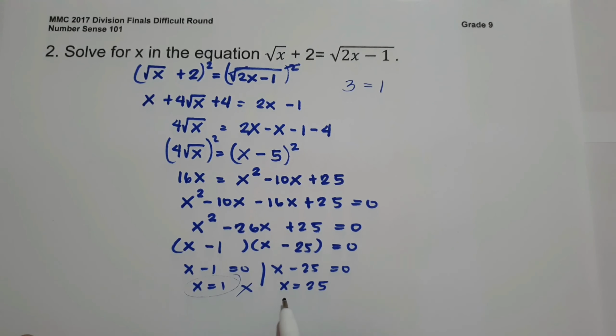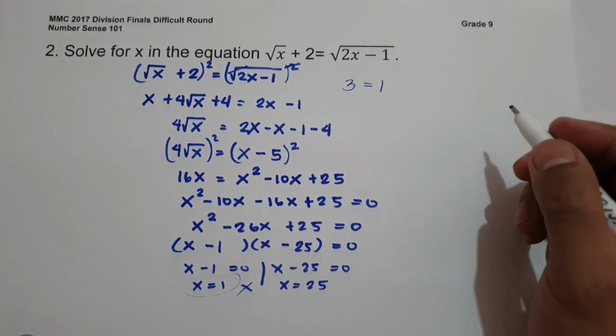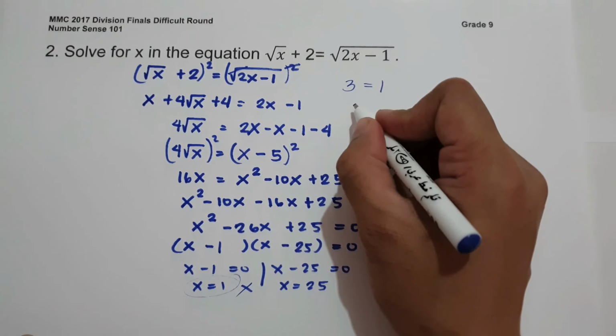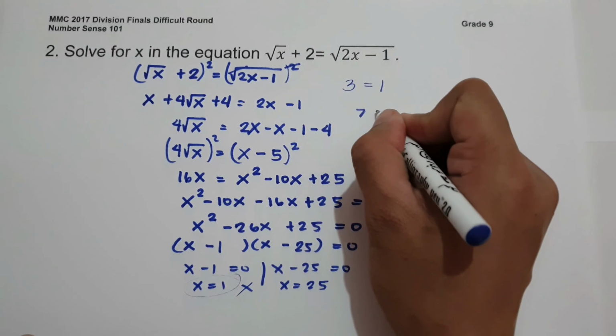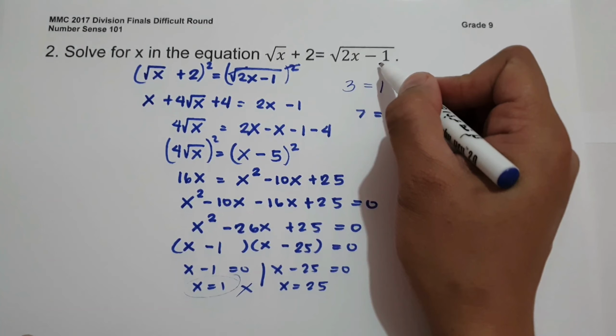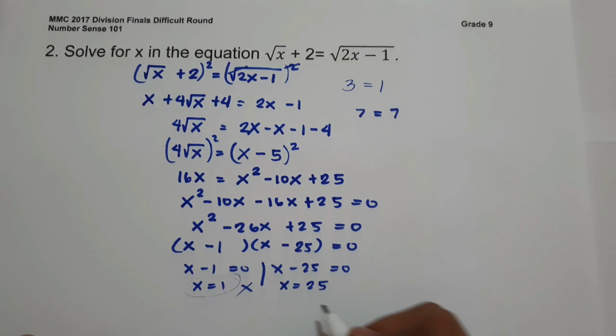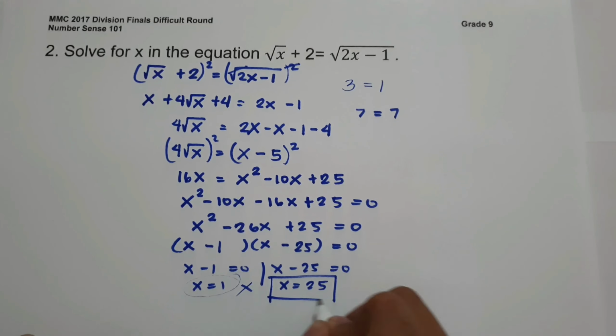And then, if we have x equals 25, square root of 25, that is 5, plus 2, that is 7. And then 2 multiplied by 25, that is 50, minus 1, that is 49. And the square root of 49 is 7. So therefore, the only value of x is 25, and this will be our answer.